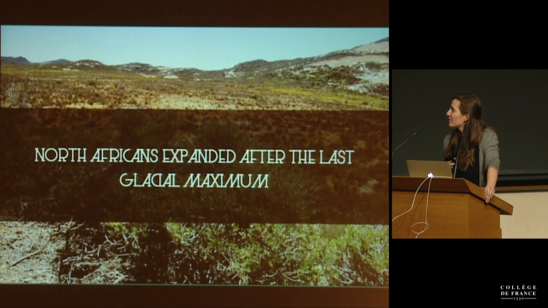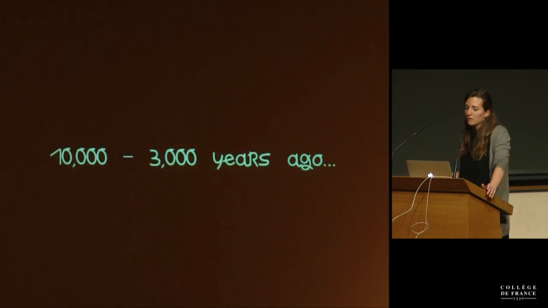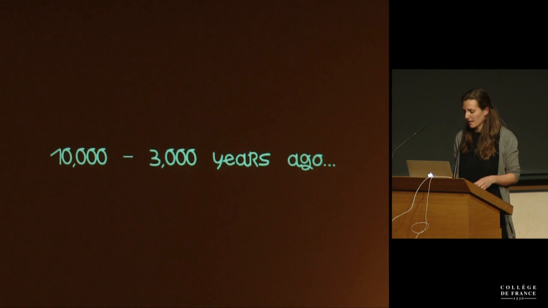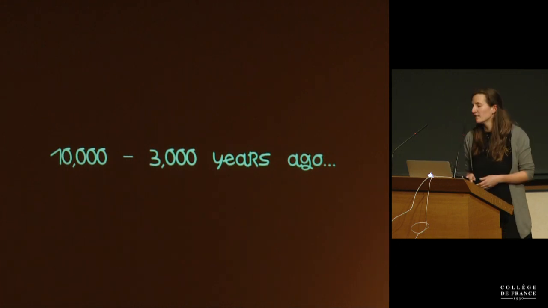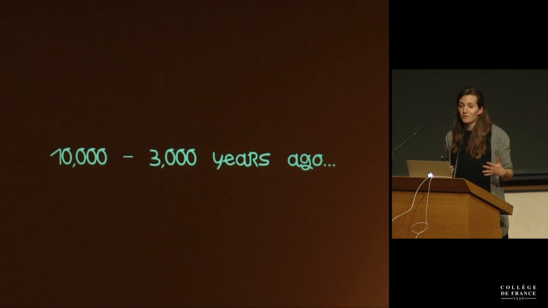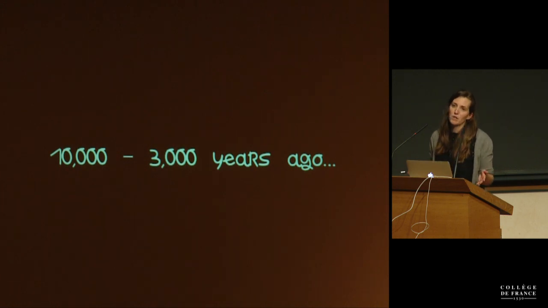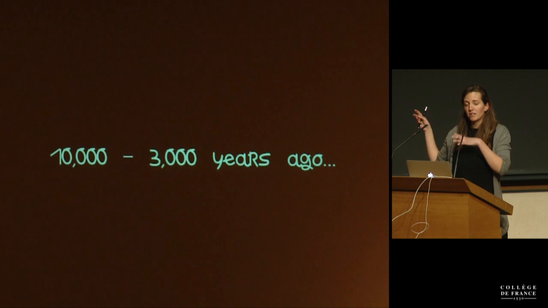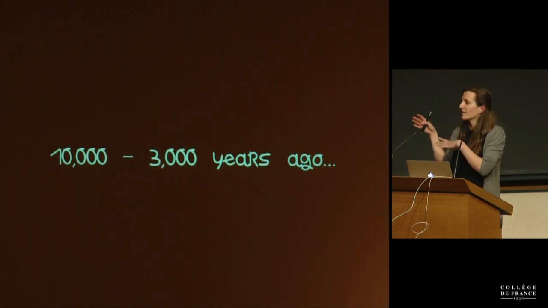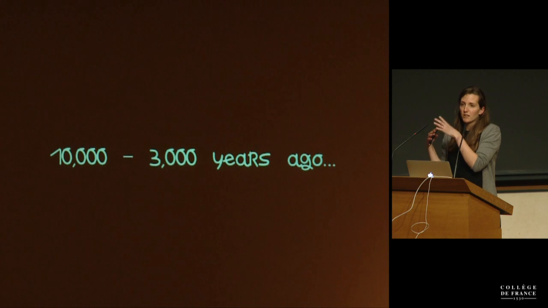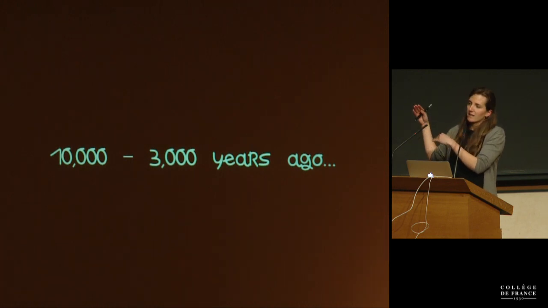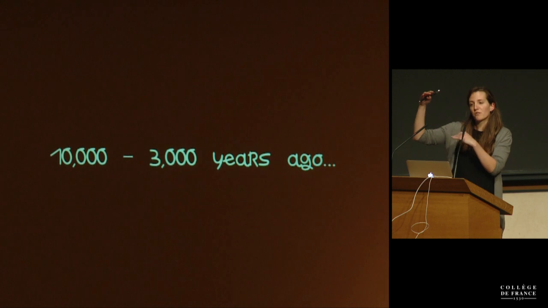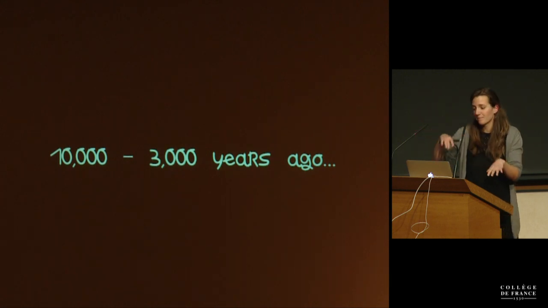So we have that after the last glacial maximum, North Africans expanded. So let's move to the last 10,000 years. This is the Neolithic. It's very controversial and very interesting. During the 1980s, the most accepted theory about how the Neolithic spread in Europe and North Africa was that it appeared in the Near East, and then it went from the Near East to Egypt, then it probably stayed there for a while, and then it spread over both shores of the Mediterranean in a parallel way.